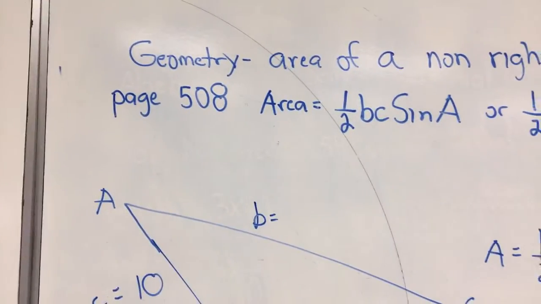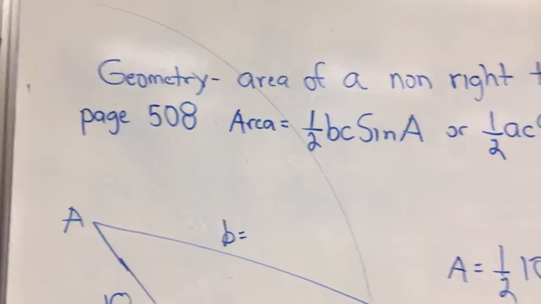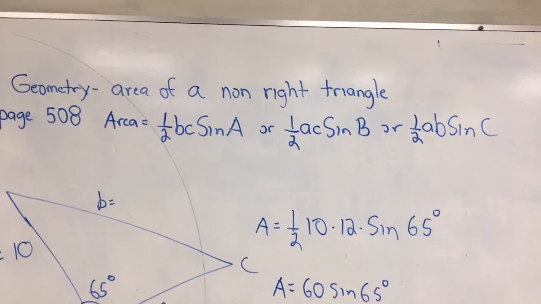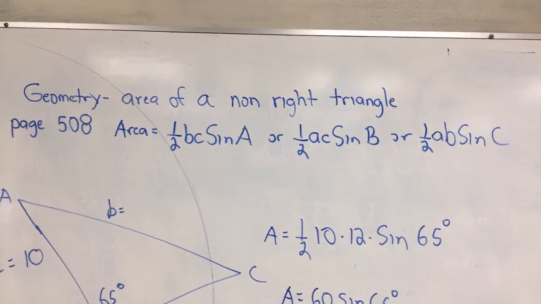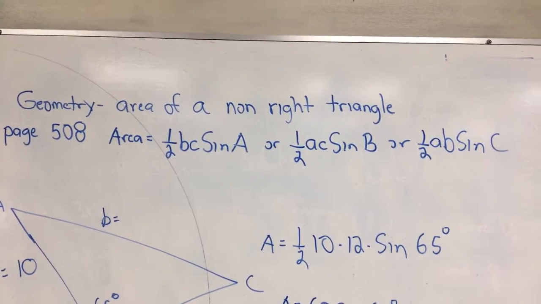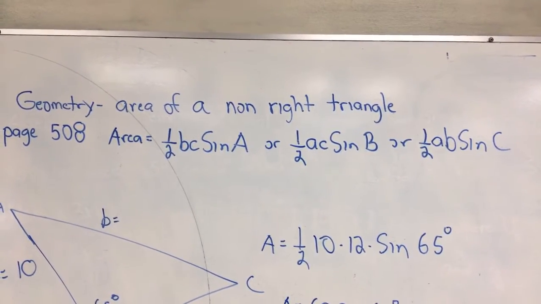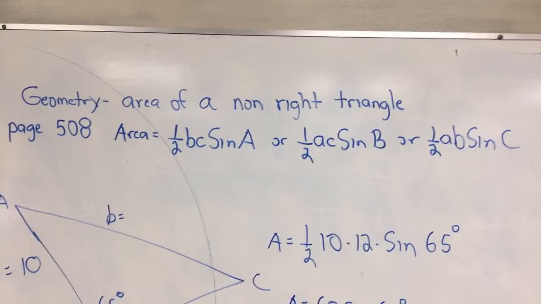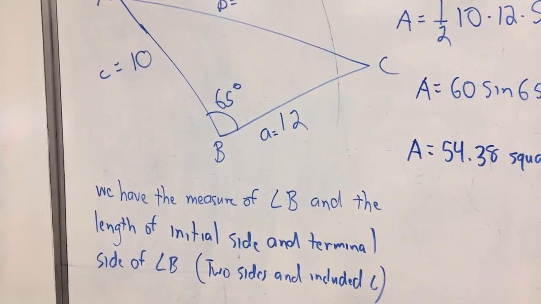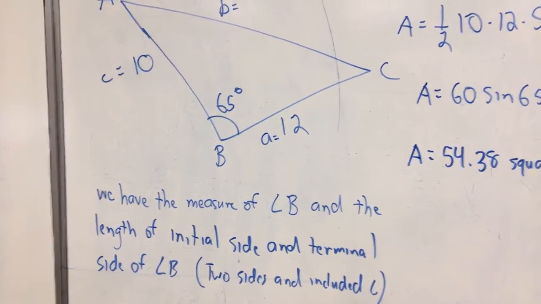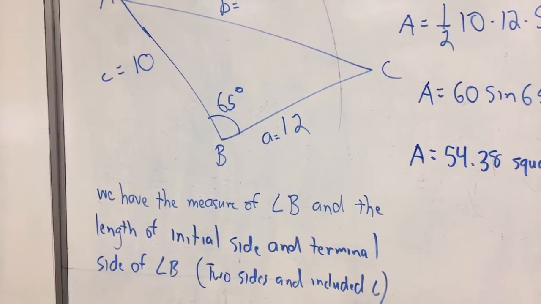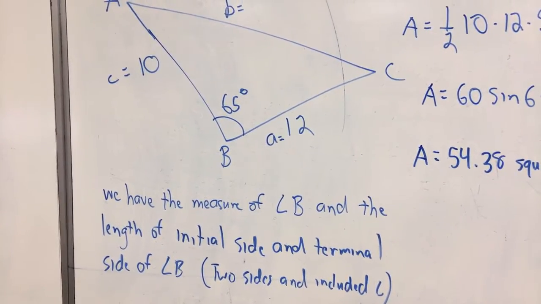Go to page 508 of your textbook. You will find 3 different forms to find the area of a triangle depending on what information you are given. They're all basically the same form. The trick to this formula is you have to have 2 sides and an included angle. So we have the measure of angle B and the length of the initial and the terminal sides. In other words, we have an angle and 2 sides. It's an included angle and 2 sides, to be more specific.